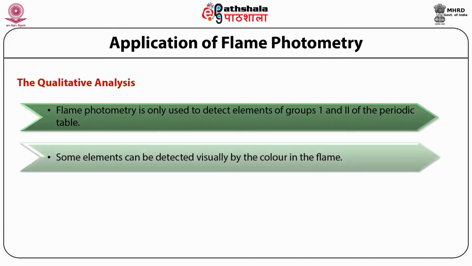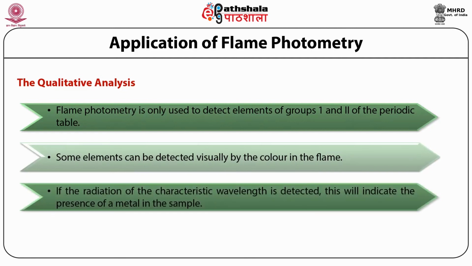Some of these elements can be detected visually by the color in the flame. An example is sodium, which produces yellow lines, but this method is not very reliable. However, the best method is to use a flame photometer with a filter or monochromator to separate radiation with the wavelength characteristics of the different metals from other radiation present. If the radiation of the characteristic wavelength is detected, this will indicate the presence of a metal in the sample.